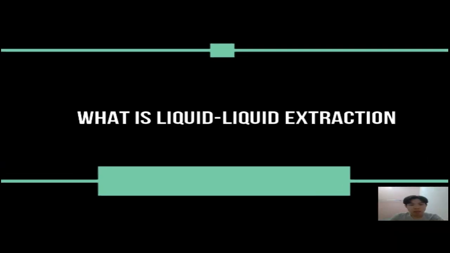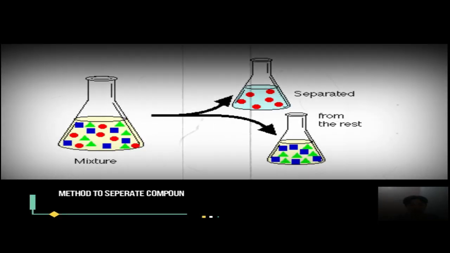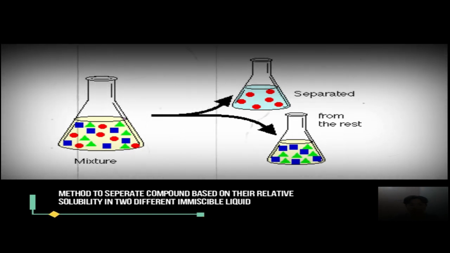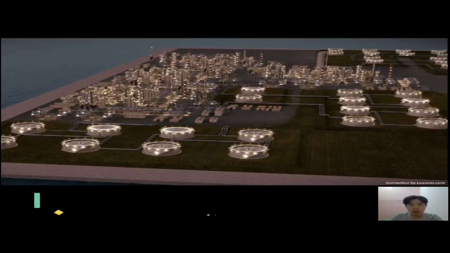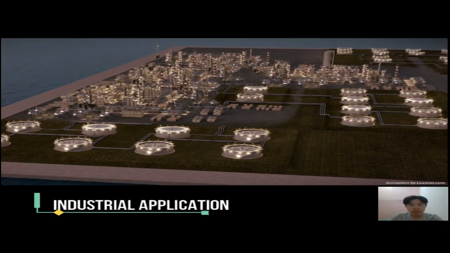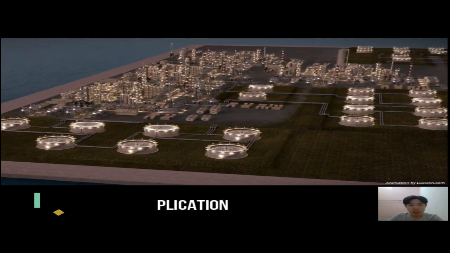Hi, my name is Zhen Xian. I will talk about liquid extraction. What is liquid extraction? Liquid extraction is a method to separate compounds based on their relative solubility in two different immiscible liquids. In reality, liquid extraction is useful in many industrial applications.